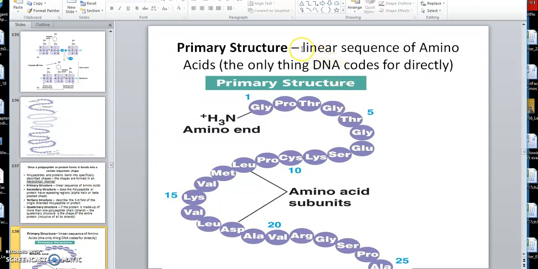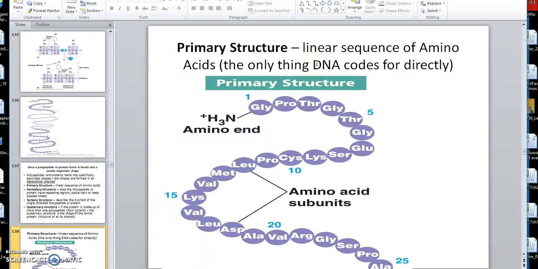The primary structure is determined by DNA. So let me make this very clear. The only thing that DNA does directly is to determine the primary structure of a polypeptide or protein. Let me say that again. The only thing that DNA does directly is to determine the primary structure of a polypeptide or protein. So DNA does a lot, but the only thing it does directly is to determine that.